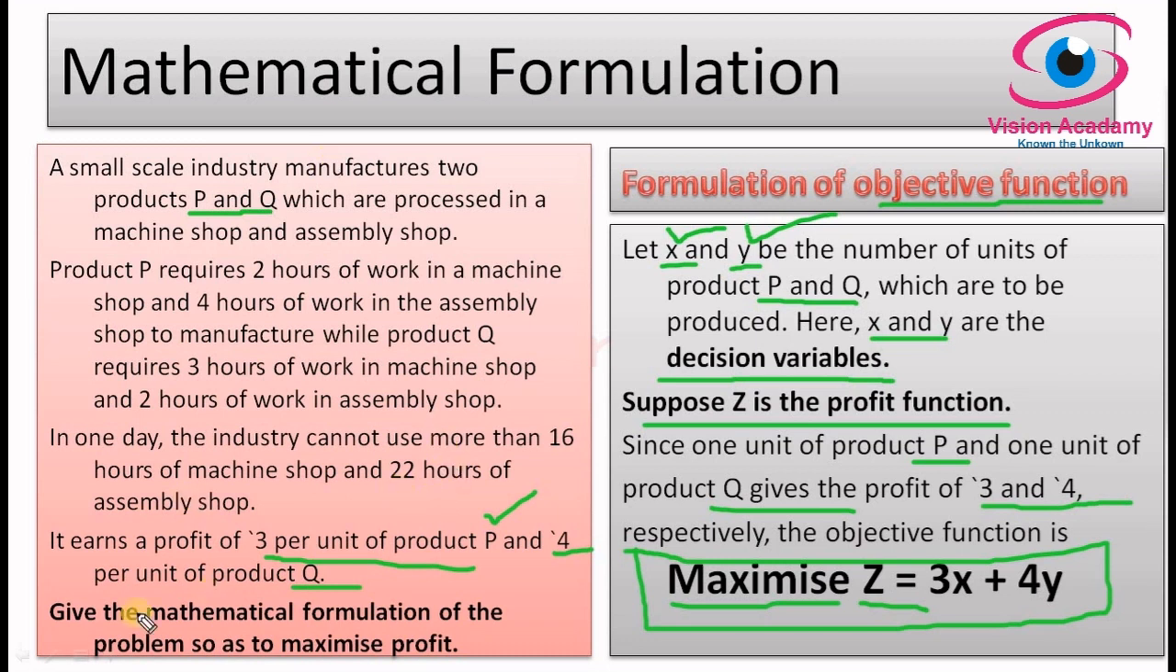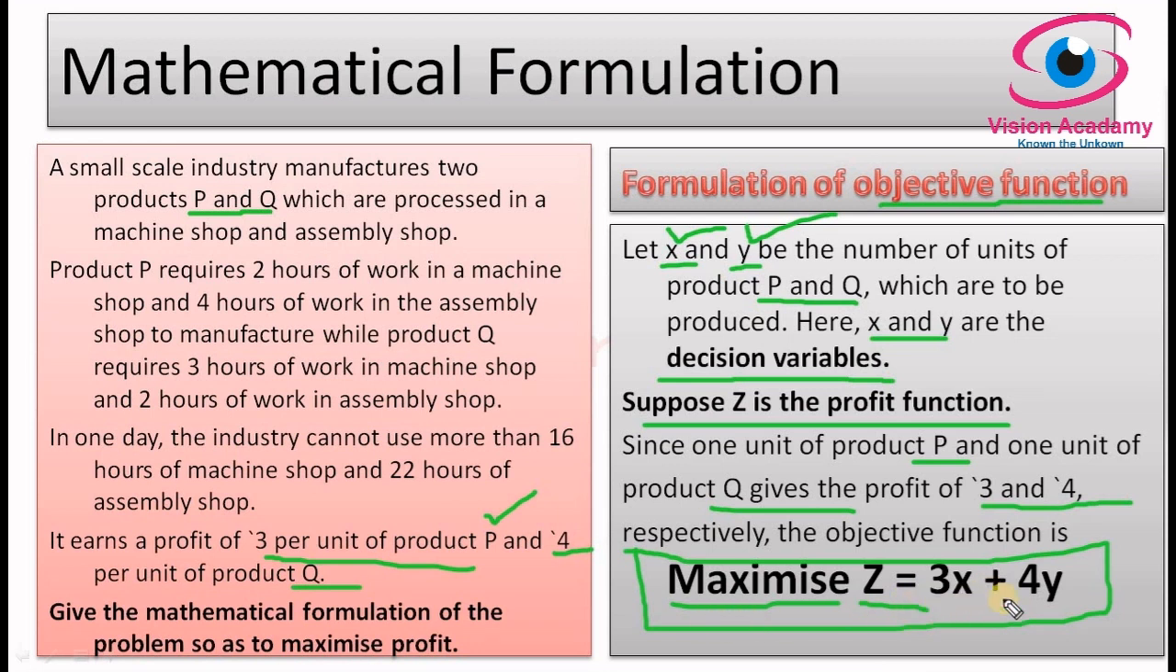In this scenario they have given only profit related information, so I am considering 3x plus 4y because only two variables are there, decision variables are 2 in this case. Suppose there are P, Q or 3 types of products, it means decision variables will be 3, okay, X, Y, Z also we can assume like that. So here we only have 2 variables. So this is how we will make a mathematical formulation of the objective function.